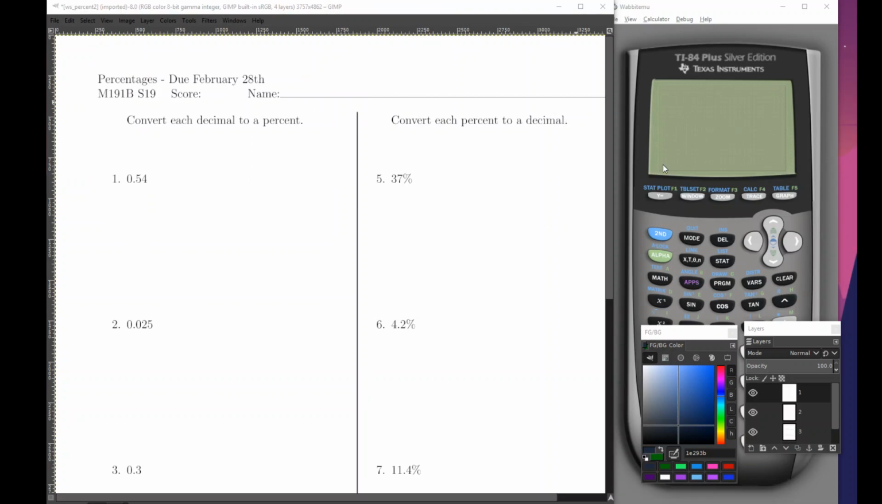And I've got my calculator here ready because I'm going to do some calculations. But for now, we're just going to convert decimals to percents. And that process is very straightforward. I'm going to take this decimal point here and move it 2 spaces. So 0.54 is equal to 54%.